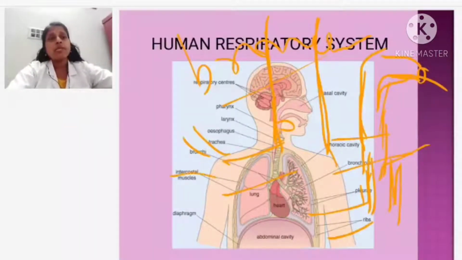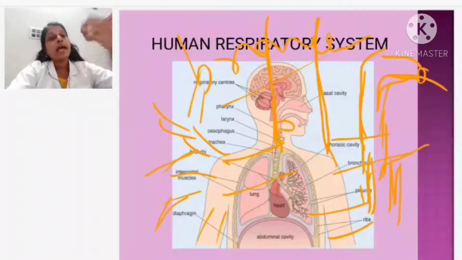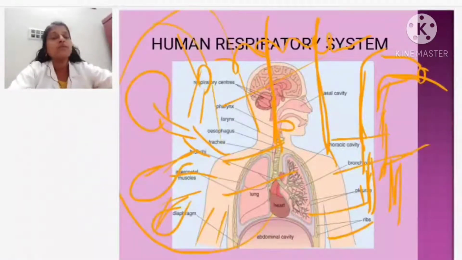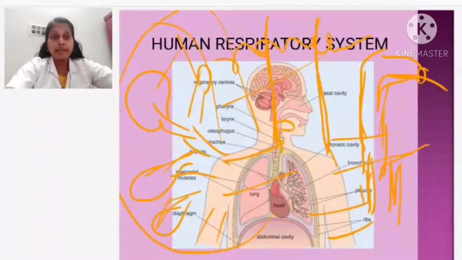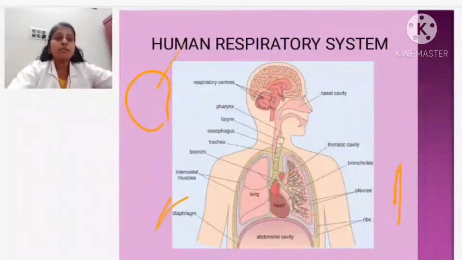That one we call the tertiary bronchi. This tertiary bronchi again will divide. That division of the tertiary bronchi, we call the bronchioles. And at the end of the bronchioles, you can find a sac-like structure in the lungs. The sac-like structure we call the alveoli or the air sac. Hope it's clear now.